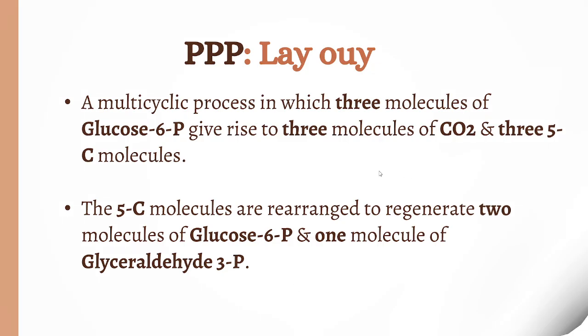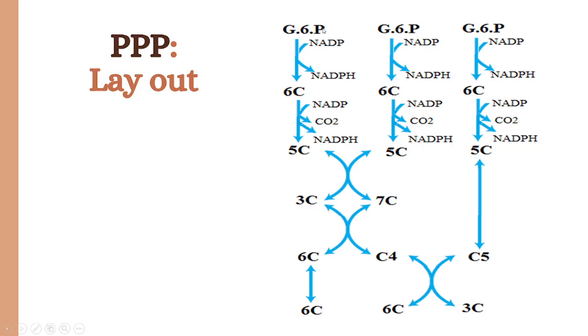Let us see a schematic representation here. We start with 3 molecules of glucose 6-phosphate. We generate 3 molecules of 5-carbon compounds, which will recombine to regenerate the 6-carbon compounds in addition to glyceraldehyde 3-phosphate. So we started with how many carbon atoms? 6 plus 6 plus 6, 18 carbon atoms. We are ending with 6 plus 6 plus 3, 15 carbon atoms. The 3 carbon atoms will be lost as carbon dioxide.